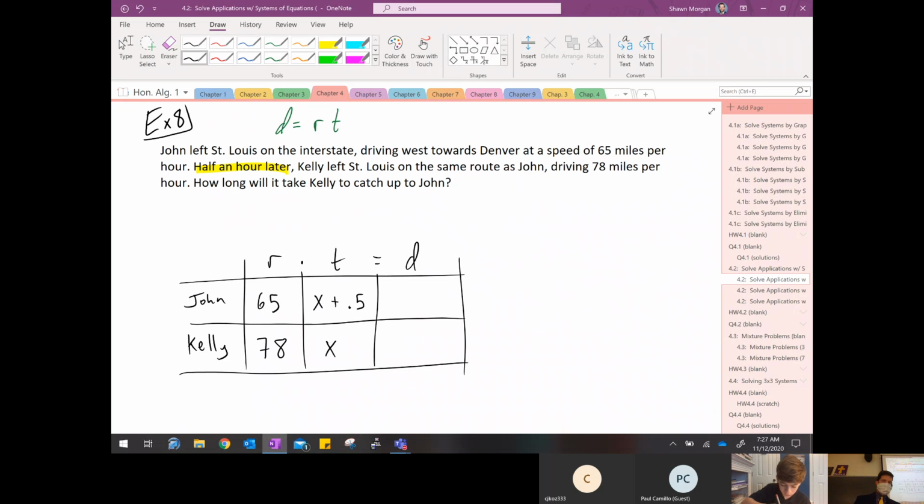Now, what do we do from left to right? We multiply. So we got 65x plus, what was it, 32.5? And then here we got 78x. And what did y'all tell me to do with their distances?